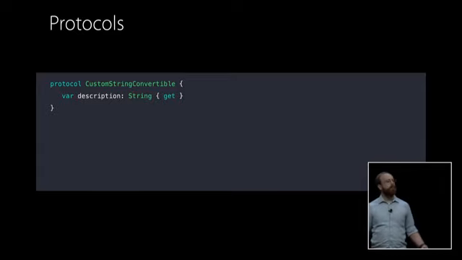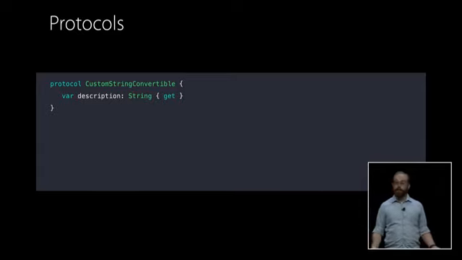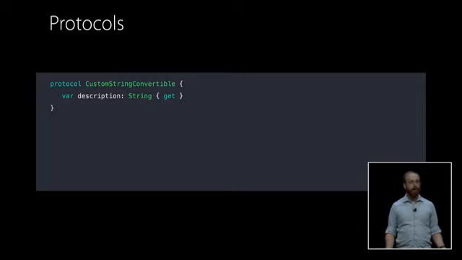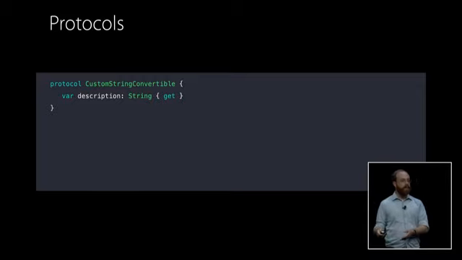Okay, so where should you implement the description property? Remember from earlier how you can organize your code using extensions, with core functionality in type declarations and additional functionality in extensions. Having a custom string conversion definitely falls into the second category. It's not core functionality, so let's put it in an extension.